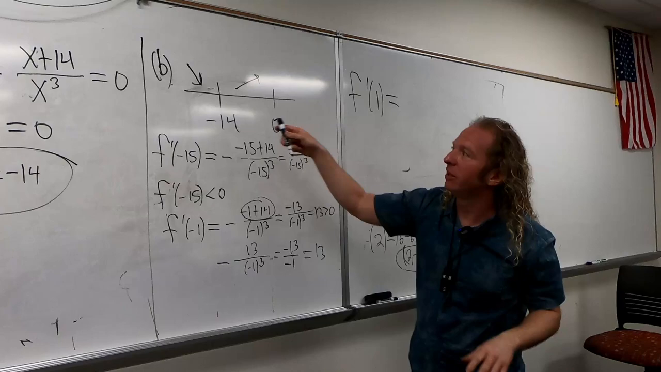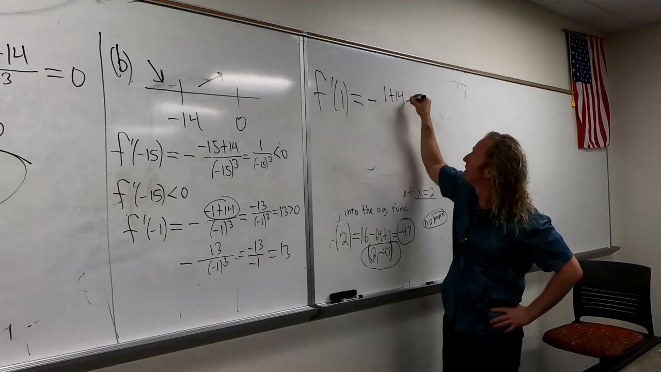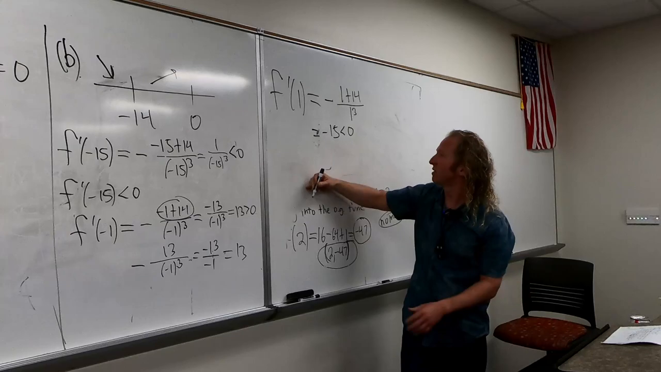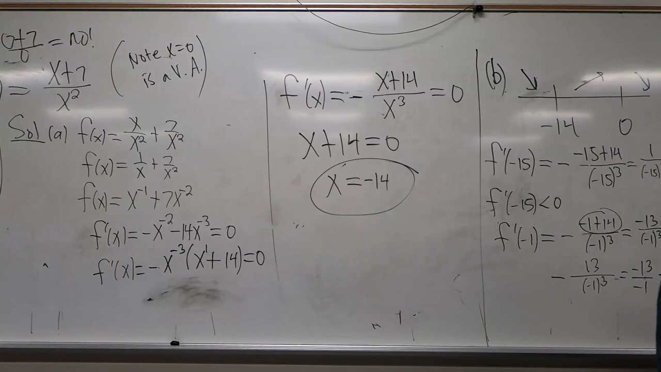Plugging it in here, we have negative, and then 1 plus 14 over 1 cubed. This is going to be negative, I believe. This is negative 15, I think. So it's less than 0. So that means it's decreasing.